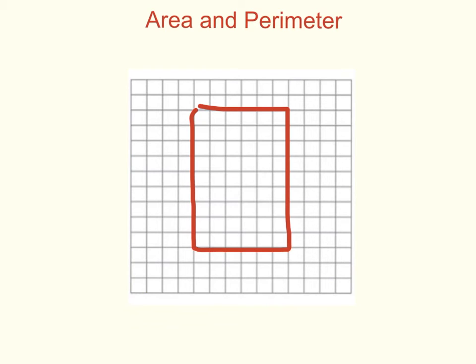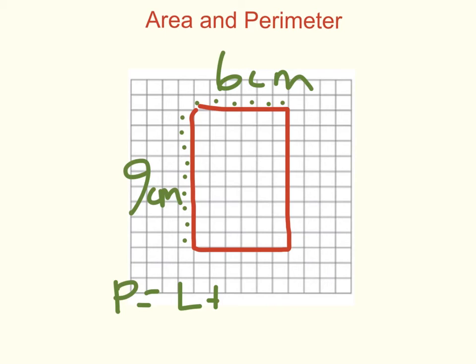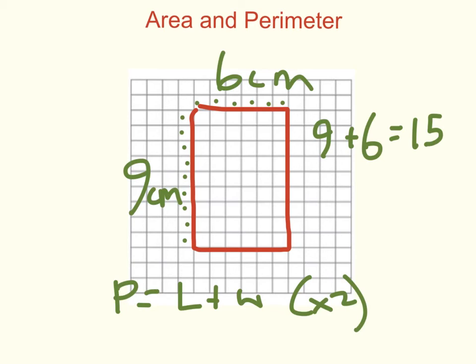Here's another example. So let's find the length of this shape. 1, 2, 3, 4, 5, 6, 7, 8, 9. It's 9 centimeters. The width, 1, 2, 3, 4, 5, 6 centimeters. Okay, so to find the perimeter, remember, perimeter is length plus width, and then we multiply that by 2. So my length is 9, plus my width of 6, that equals 15. And if I multiply that by 2, I get 30. So this object has a perimeter of 30 centimeters.